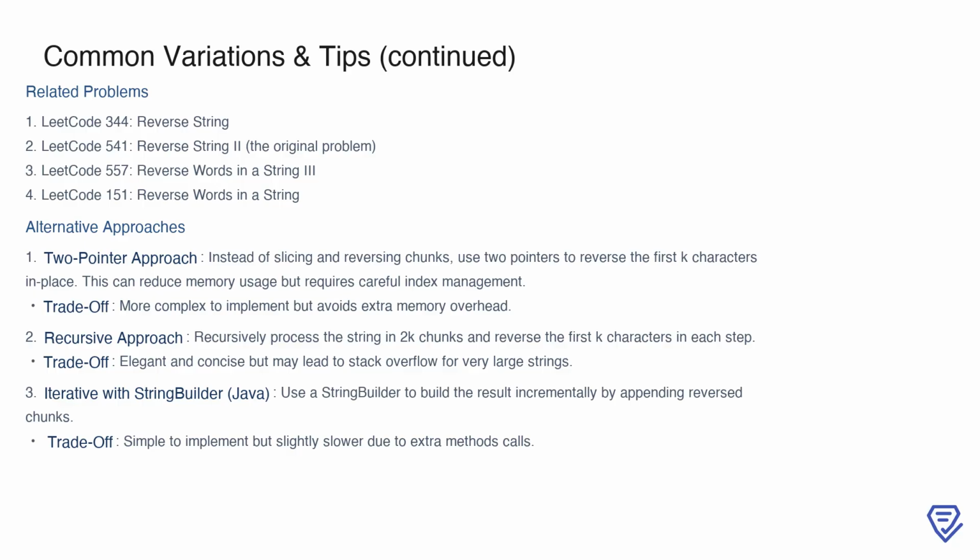In terms of alternative approaches, one option is the two-pointer technique. Instead of slicing and reversing chunks, you can use two pointers to reverse the first k characters in place. While this method reduces memory usage, it requires careful management of indices, which can make the implementation more complex.